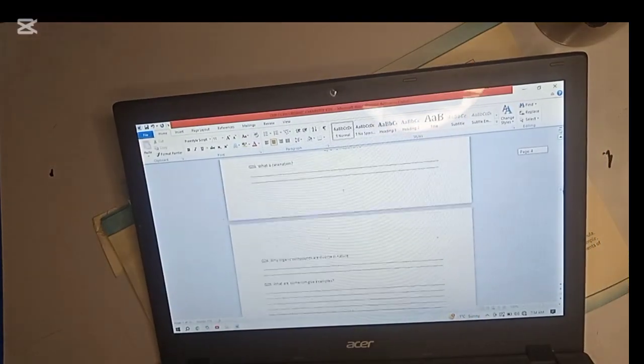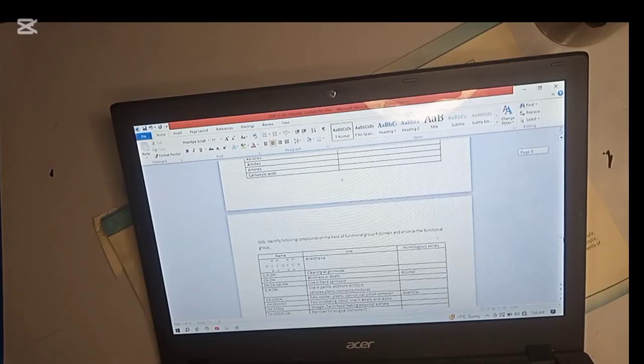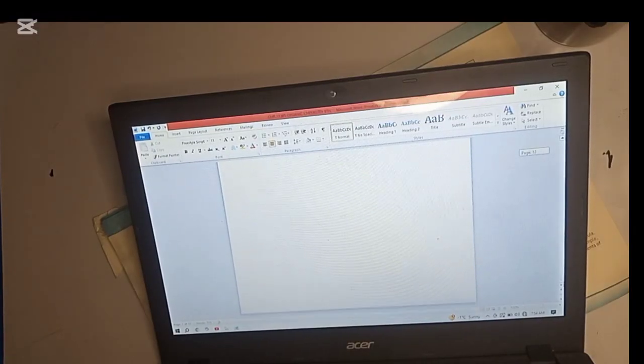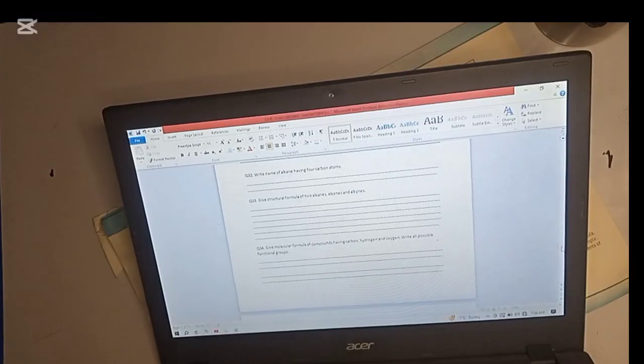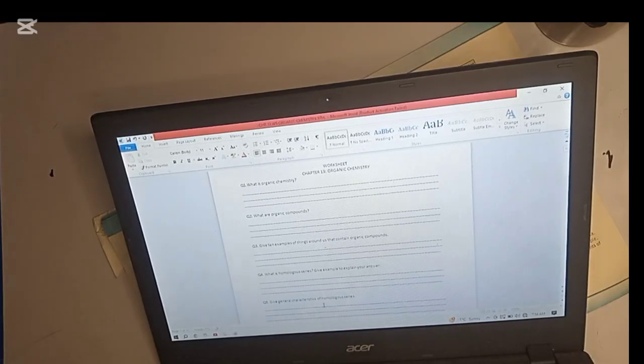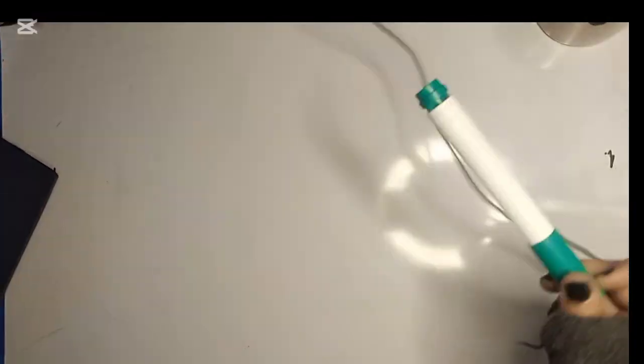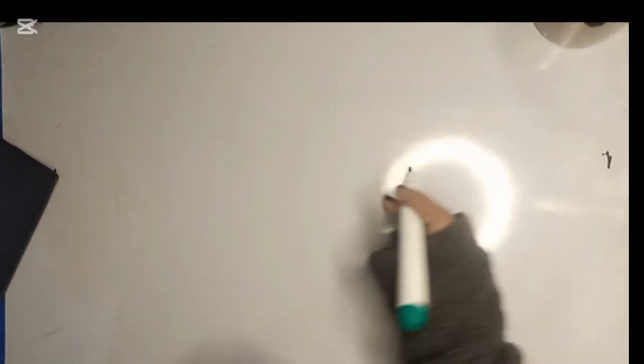All the content present in this chapter, we will encounter. I will give the link of this worksheet and then solve all the questions one by one for your understanding. Today we will solve the first 5 questions. Number one, what is organic chemistry? What are organic compounds? Examples of organic compounds in our surroundings, homologous series, characteristics of homologous series. Let's begin with question number one.